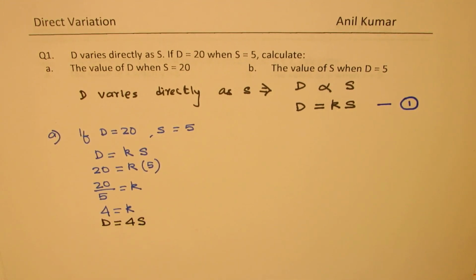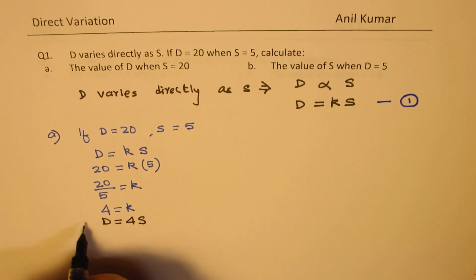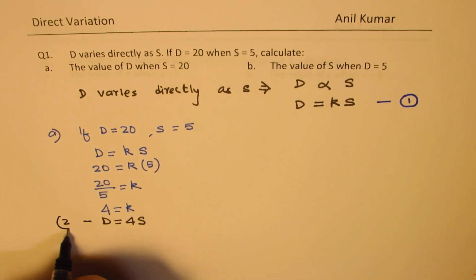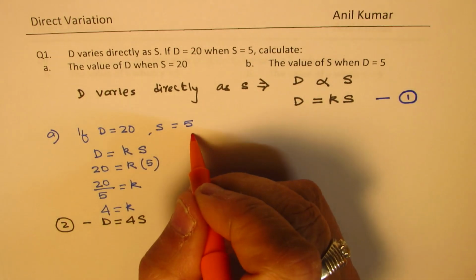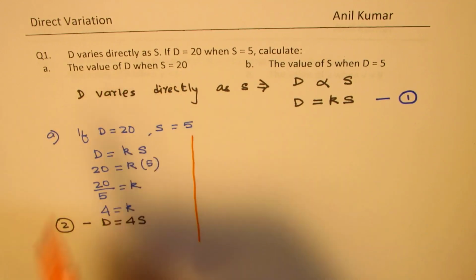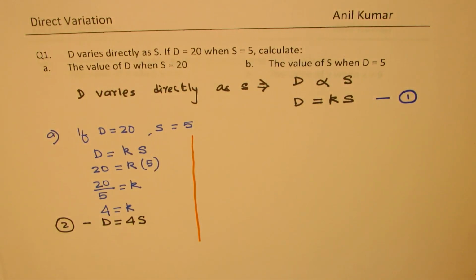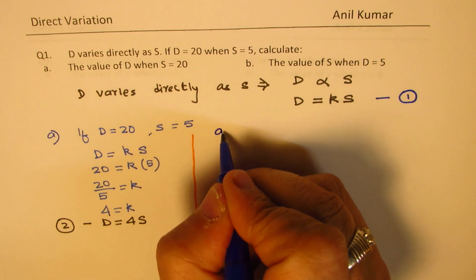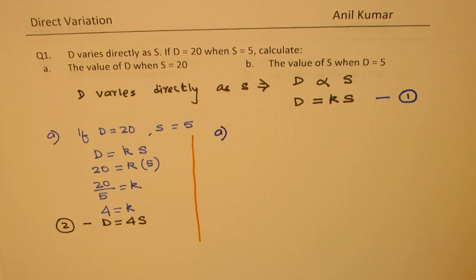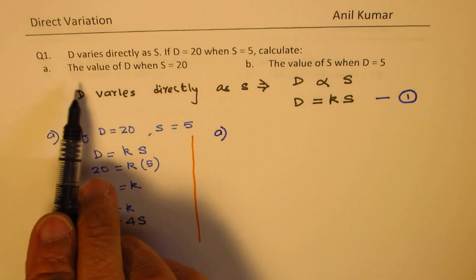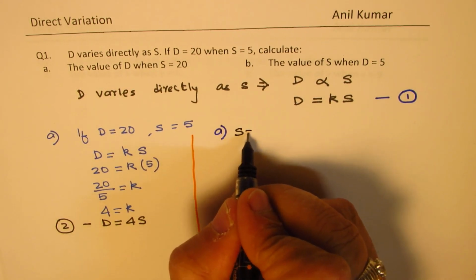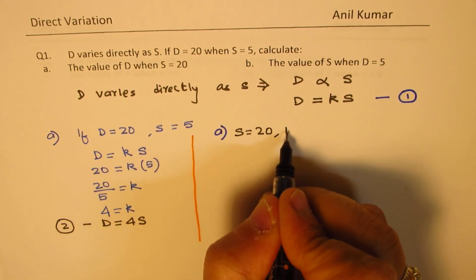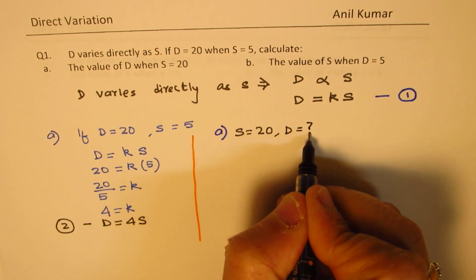Does that make sense to you? So we get our second equation, which is the actual definition of what is given to us. Now we are going to use this equation to solve the question. So let's now take A once again. In A, the value of D we need to calculate when S is 20. So we know S equals 20. We need to find what is the value of D.